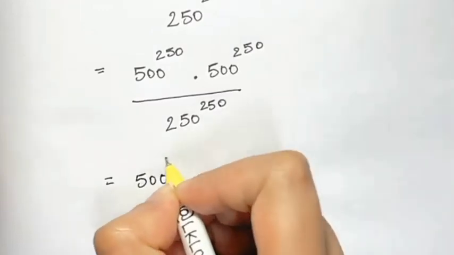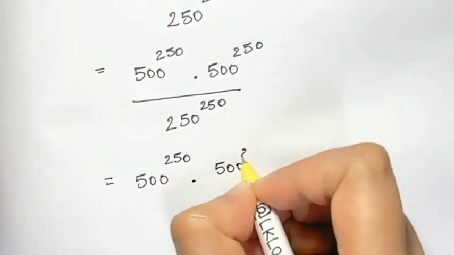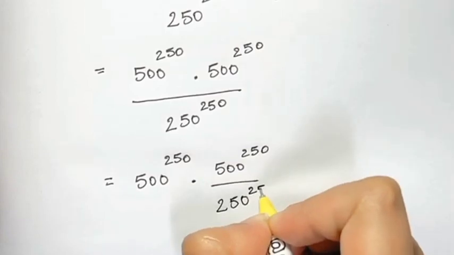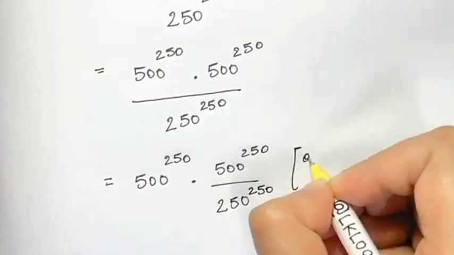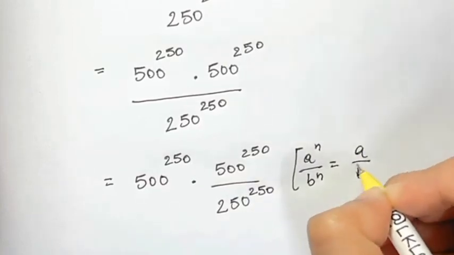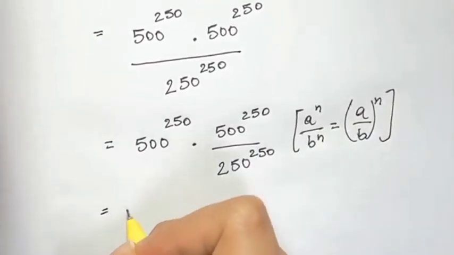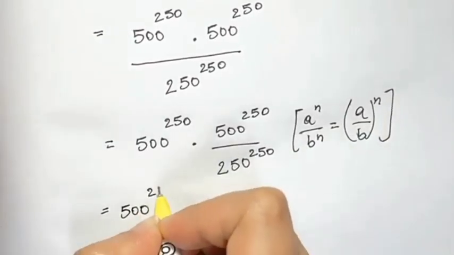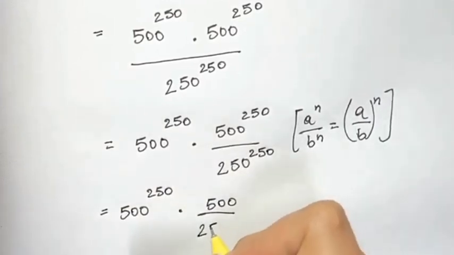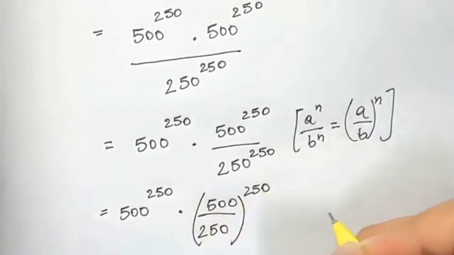It's 500 to the power of 250 times 500 to the power of 250 over 250 to the power of 250. So we can use this: a to the power of n over b to the power of n is equal to a over b whole to the power of n. So you can apply that. So what do we get? 500 to the power of 250 times 500 over 250 whole to the power of 250.